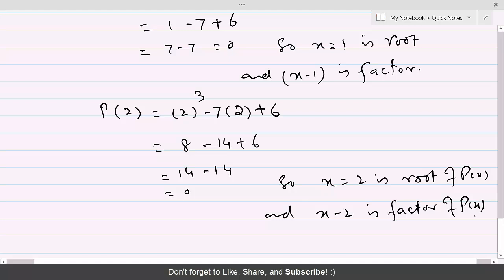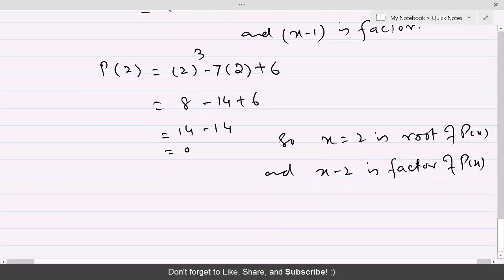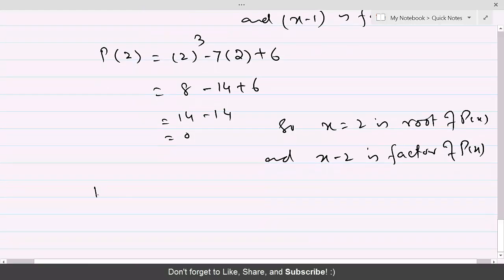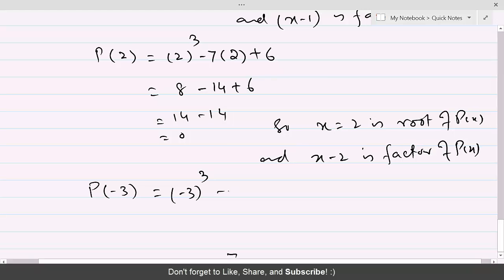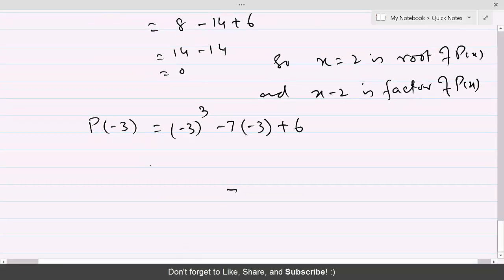As the polynomial is of third degree, one more is going to be a factor, and I believe that's going to be the number minus 3. So let's try minus 3 here. P of minus 3 is equal to minus 3 power 3 minus 7 times minus 3 plus 6, and minus 3 power 3 is minus 27 plus 21 plus 6, and here's the answer, minus 27 plus 27. The answer is 0.